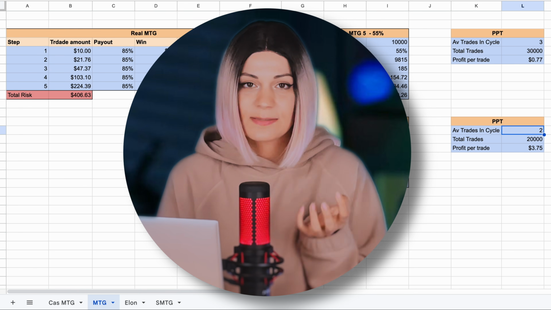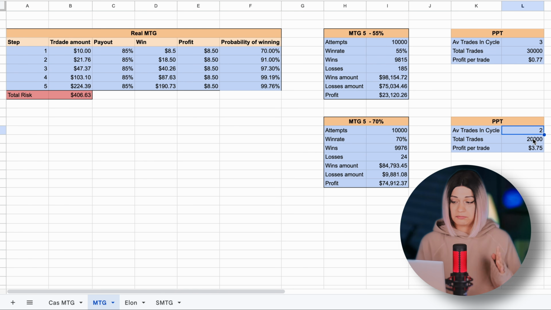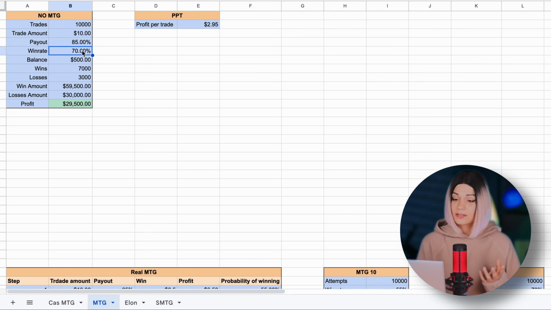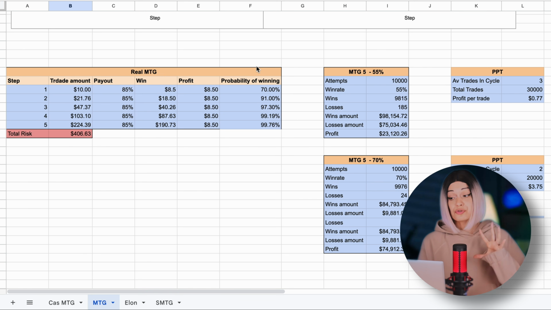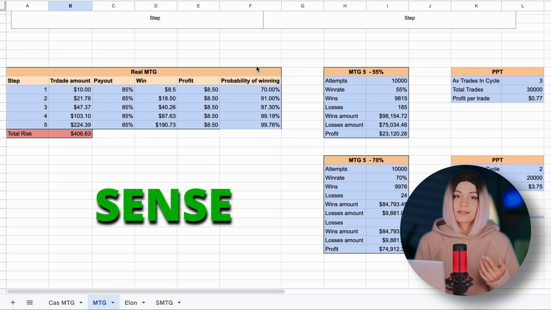So generally speaking, this is going to be the second step of Martingale, cycle closed, and your trades in a cycle are lower and profit per trade is getting higher, so it's going to be $3.75. And with typical trading with a 70% win rate with no Martingale, we're going to get $2.95 per trade. So generally, the higher the win rate, the more sense Martingale makes.